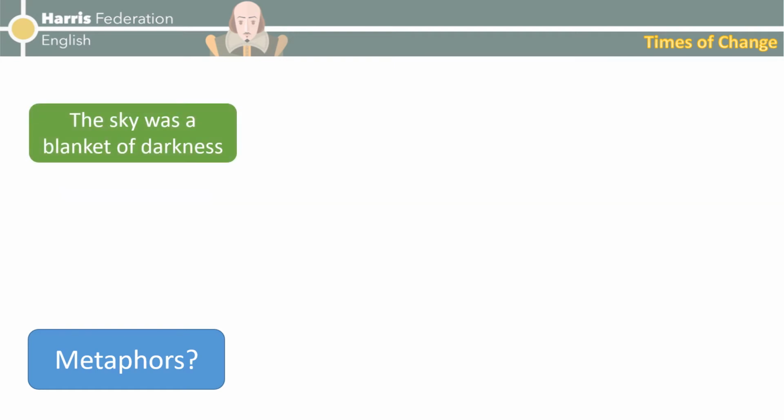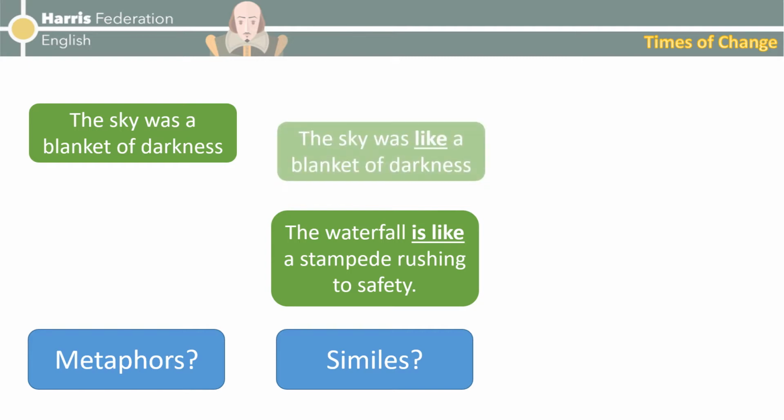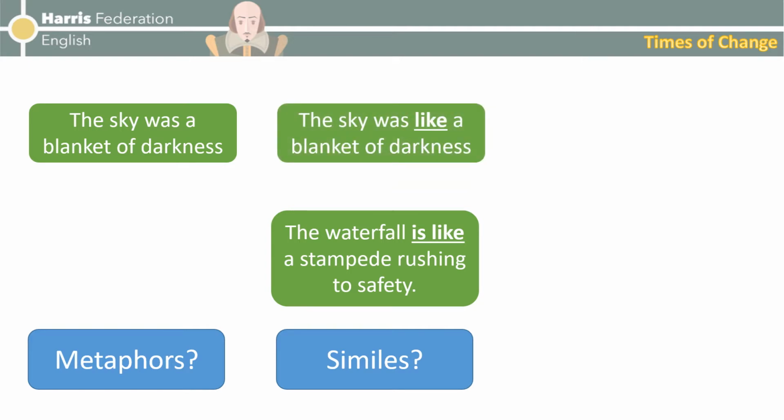So which were the metaphors? The sky was a blanket of darkness. That's a metaphor because it's not actually a blanket of darkness. Similes. The waterfall is like a stampede rushing to safety. The sky was like a blanket of darkness. So it's not saying it actually is that comparison, but it is like or as.